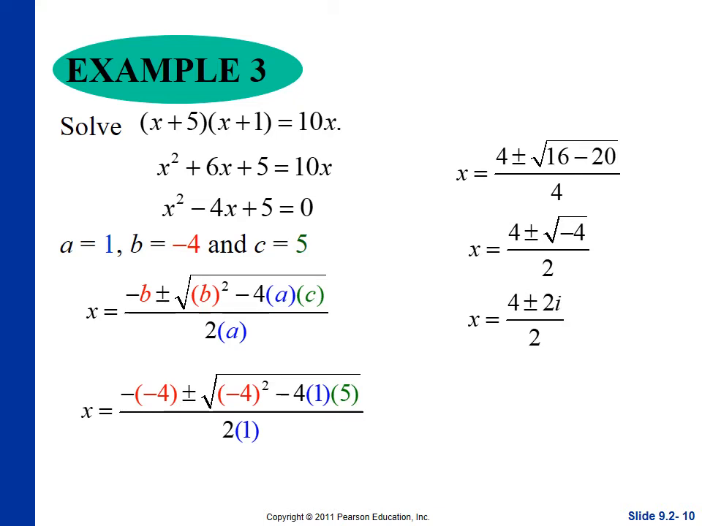what we have to do is turn it into i. So the square root of negative 1 is i. The square root of 4 is 2. So 4 plus or minus 2i, all over 2. And then this would be 2 times the quantity 2 plus or minus i, over 2. So our final answer is 2 plus or minus i.